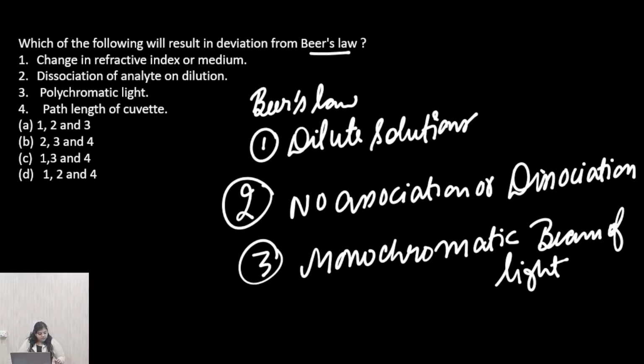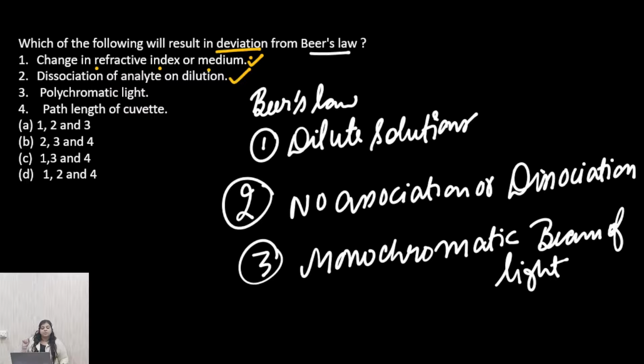So from the given conditions, now we have to show which will result in the deviation. The first one is change in the refractive index of the medium. It is obvious that when you pass light through water, and another time you take honey as the solvent, with the change in medium, a deviation in Beer's law will be obtained. So this will result in the deviation. Next is dissociation of the analyte on dilution. Again, this is going to cause the deviation because dissociation is taking place.